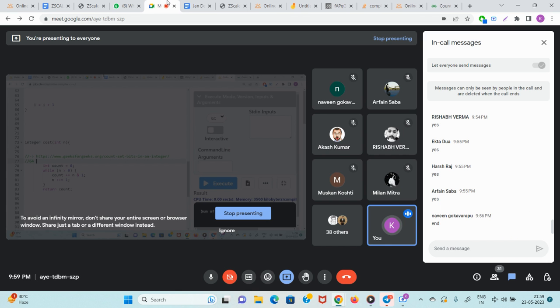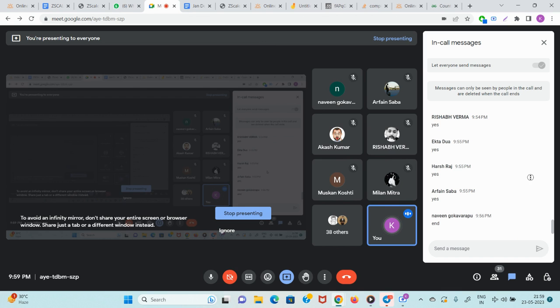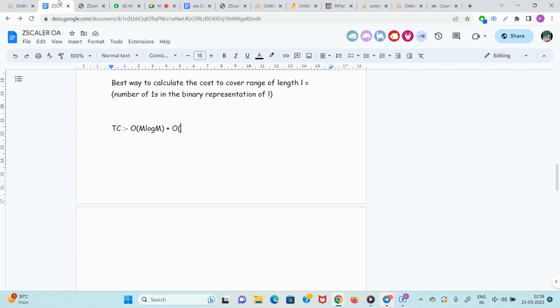Everyone write in the chat. Did you understand what I am saying or not? For the second loop, the time complexity is m into 64. This is the total time complexity. Now log m in general is also close to 20 to 30 only. So it is O of m into 20 to 30.